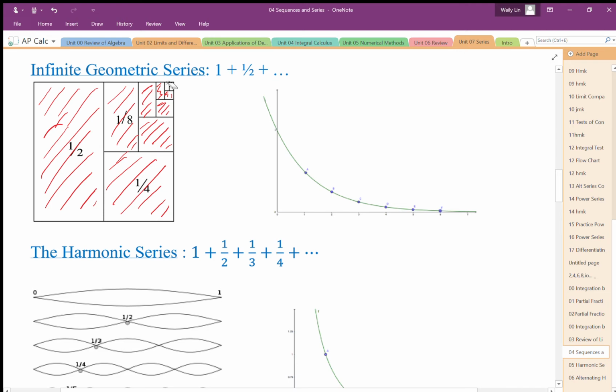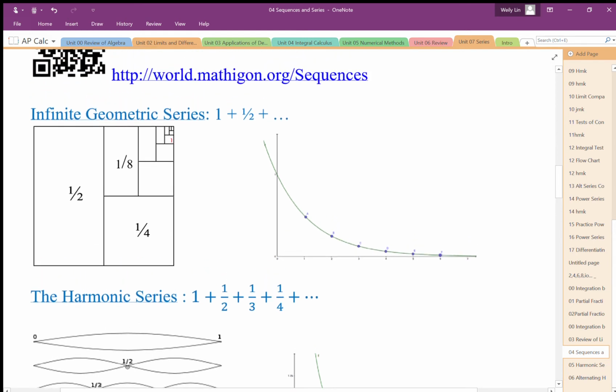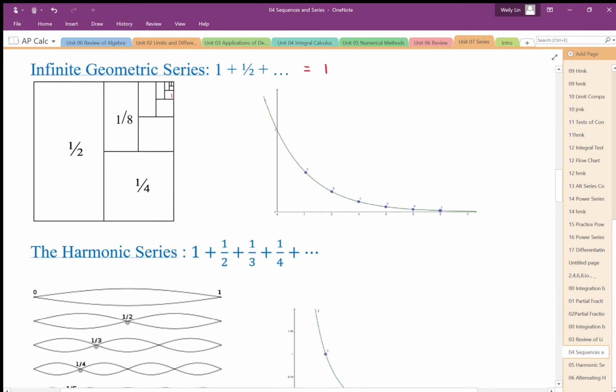We're always going to be shading half of what's left over, and so we'll never actually get to fill up the rest of the square. The limit as this goes to infinity is going to be just this one whole square. So the sum of this infinite series, in this one in particular, equals 1. This is what we call a converging series.